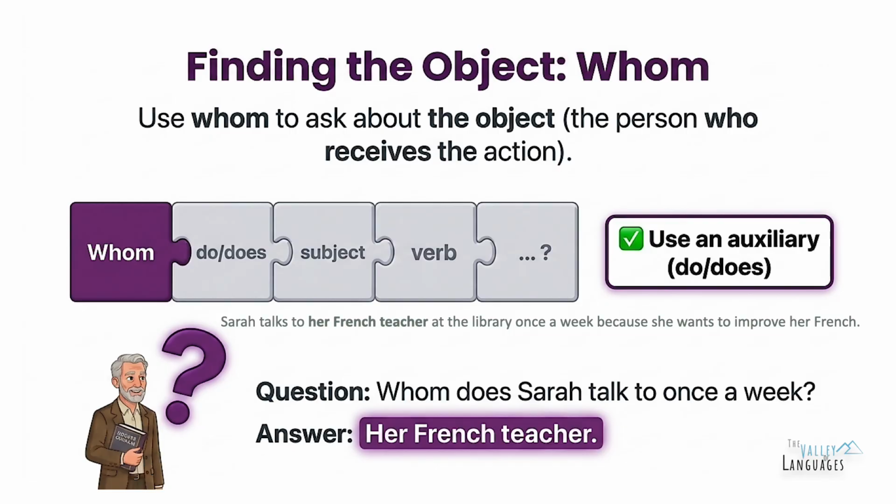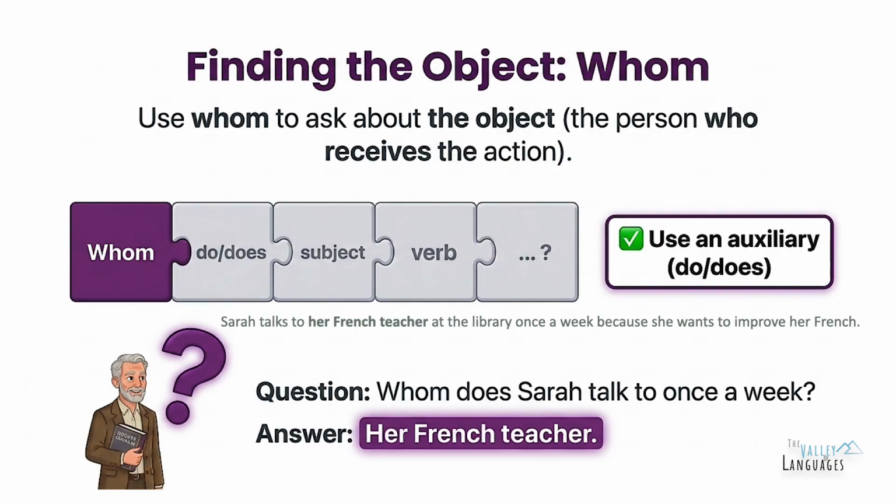We know who is talking, but whom is she talking to? When we want to find the object, meaning the person receiving the action, we use whom, and the puzzle totally changes here. To ask about the object, we have to snap in a brand new building block, the auxiliary verb. So the structure actually becomes whom plus do or does plus the subject and the verb.